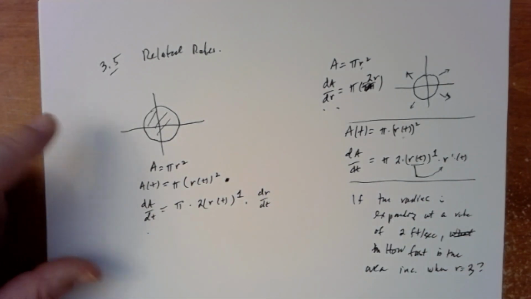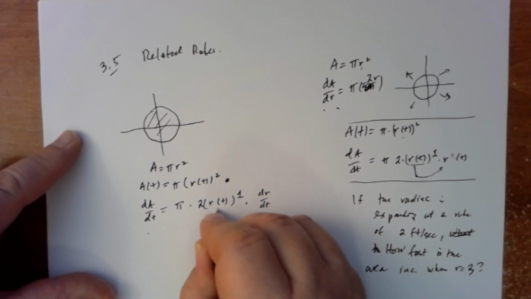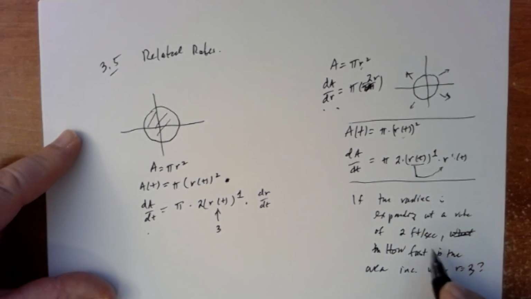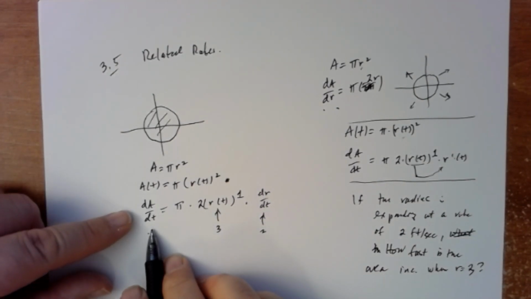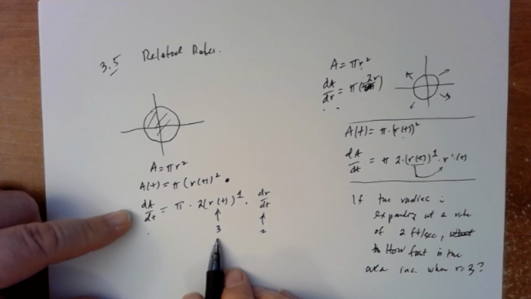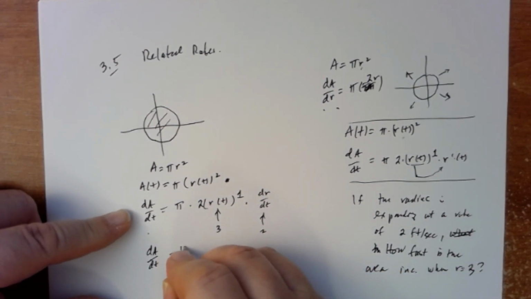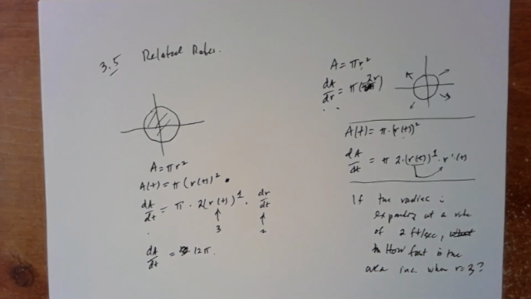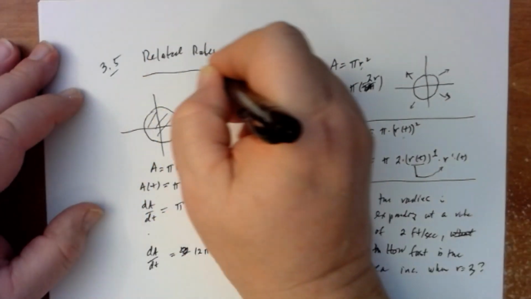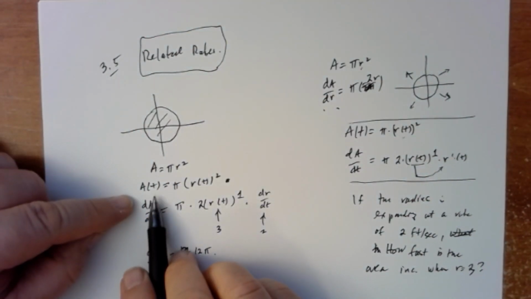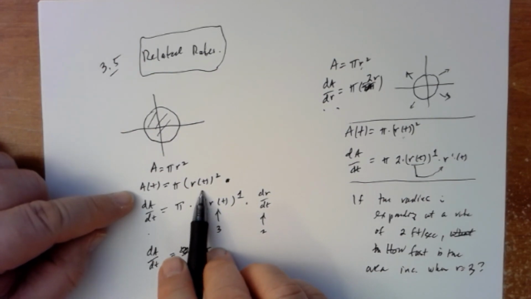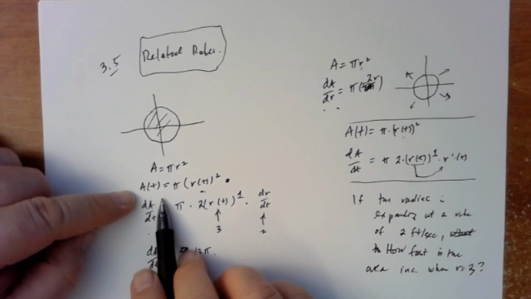Okay, and so now we're given that r is equal to 3 and dr over dt is 2. Good. So how fast is the area increasing? It would be 2 times 3, that'd be 6, times 2 is 12, so dA over dt is equal to 12 pi. Not 12 over pi, 12 pi. Good. All right, so this is what we mean by related rates. In this case, the area was related to the radius, and they're both changing in time.